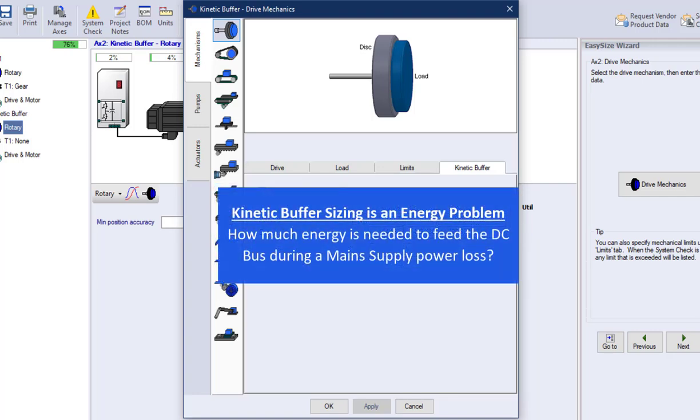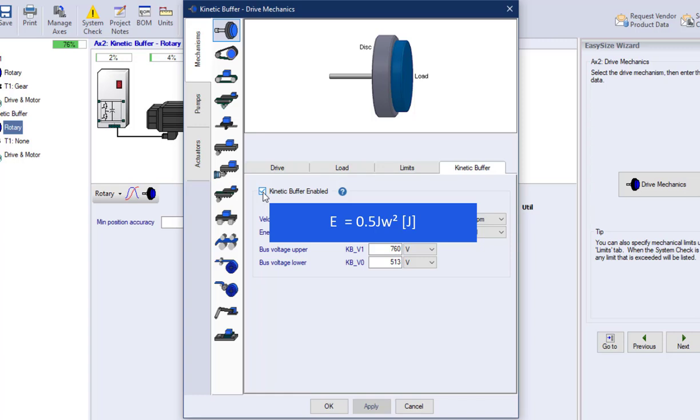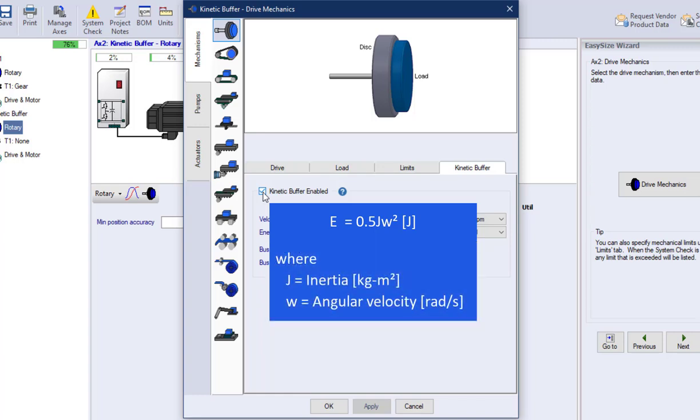Fundamentally, this is an energy problem. So how much energy do we need to feed the DC bus? Recall that energy is proportional to the inertia and velocity squared per the formula.